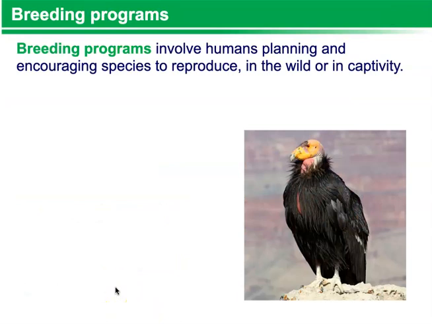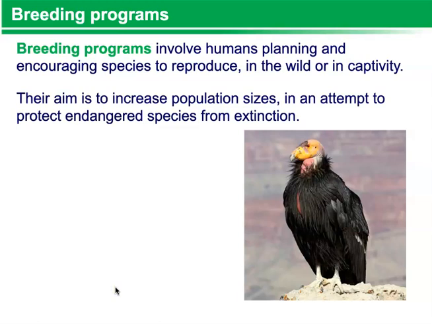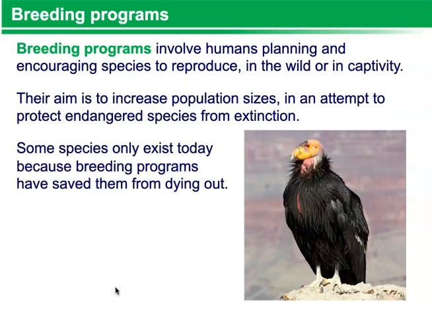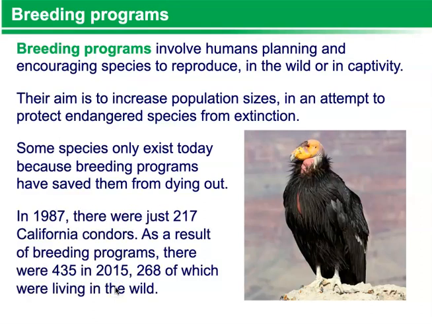Breeding programs. Breeding programs involve humans planning and encouraging species to reproduce, either in the wild or in captivity. Their aim is to increase population sizes in an attempt to protect endangered species from extinction. Some species only exist today because of breeding programs. In 1987, for example, there were just 217 California condors, as seen in the picture to the right. As a result of breeding programs, there were 435 in 2015, 268 of which were living in the wild at the time.